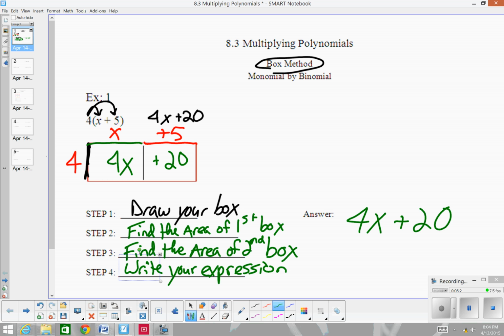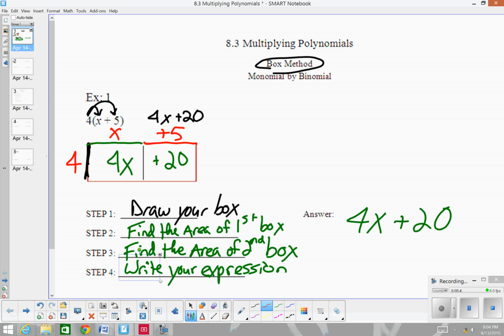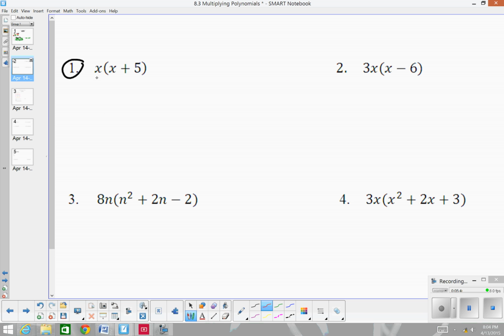So I'm going to go through a couple of examples, and then you guys could try a couple on your own. Now remember, what was my first step? I'm looking at number 1 right here. The first step was to draw my box. Now, what am I looking at? I'm looking at one term. By how many terms? 1, 2.